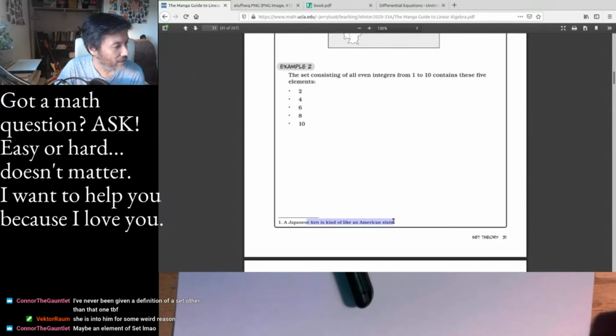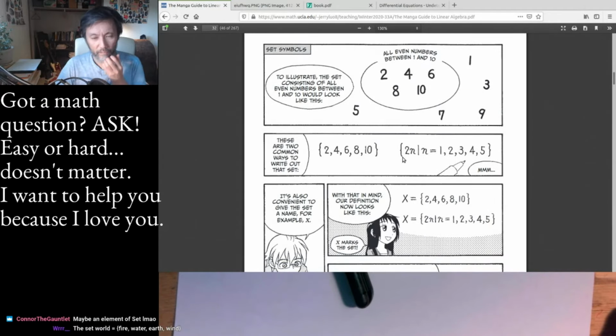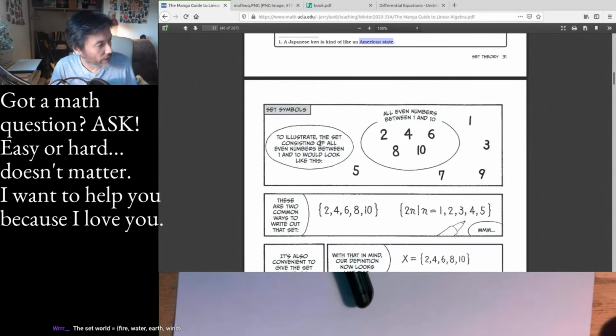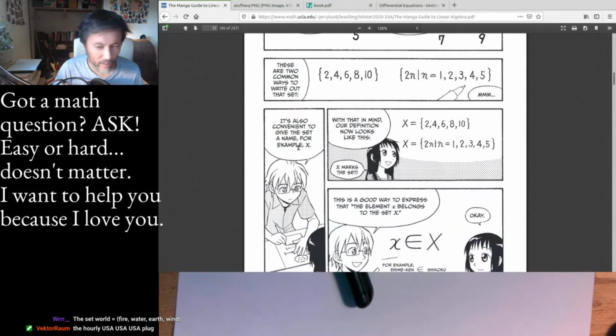A Japanese ken is kind of like an American state. That's very relatable because I'm American. And you know exactly what they mean by American state because American cultural hegemony. We've been over this. To illustrate, the set consisting of all even numbers between 1 and 10 would look like this: 2, 4, 6, 8, 10. I'm so bored right now. Are you guys bored? Are you all bored? Guys and gals bored?